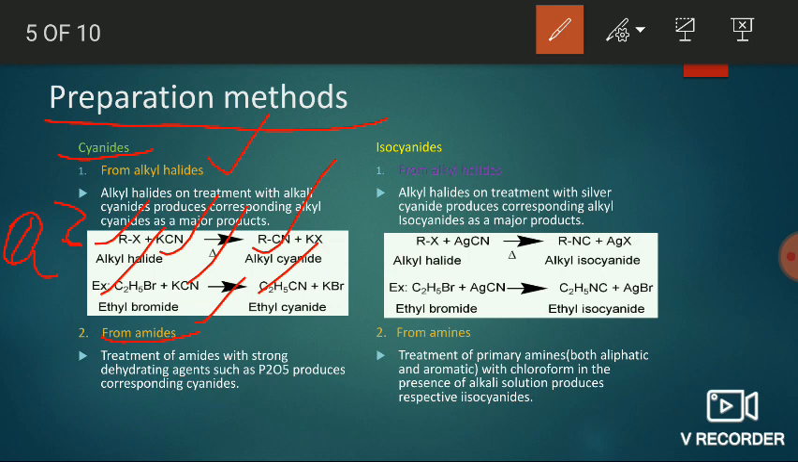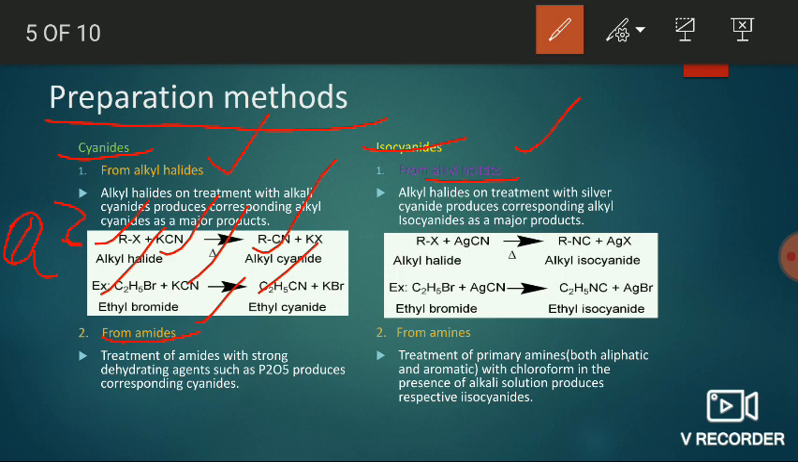Okay, preparation methods of isocyanides. We can also prepare isocyanides by using alkyl halides, as in the case of cyanides. In the case of cyanides, alkyl halides are treated with alkali cyanide, potassium cyanide or sodium cyanide. But in the preparation of isocyanide, we have to treat the alkyl halide with silver cyanide instead of alkali cyanide. If you treat with alkali cyanide, we get cyanide. If you treat the alkyl halide with silver cyanide, then we get isocyanide as the major product. In this reaction, we get a small amount of cyanide as a side product.